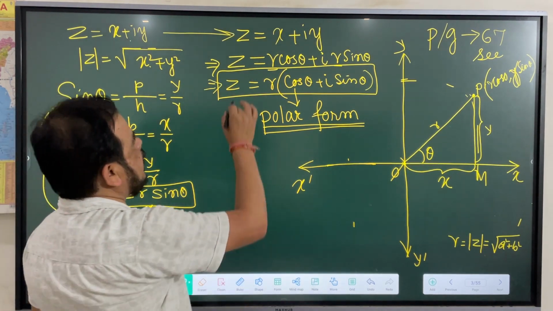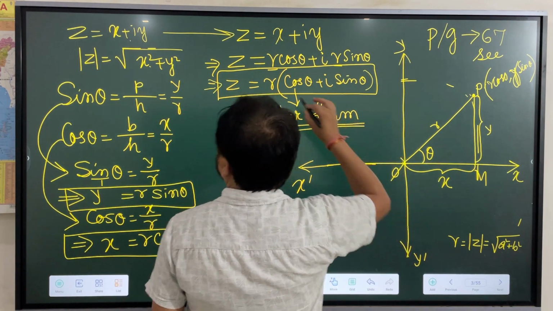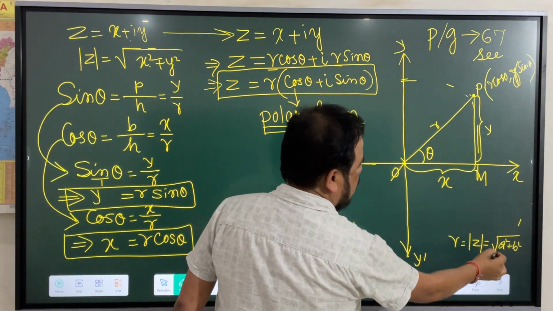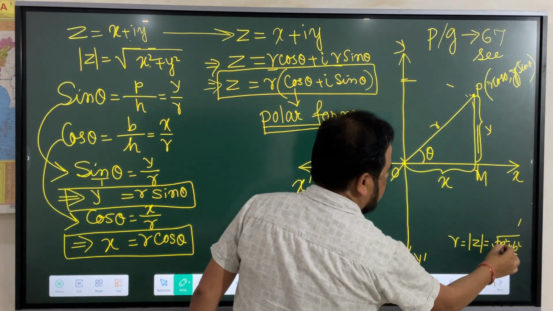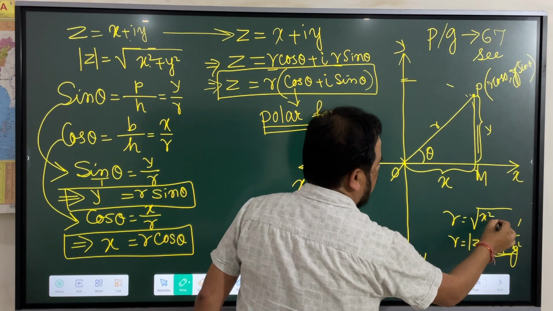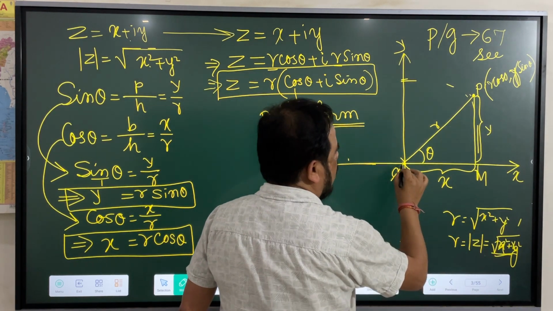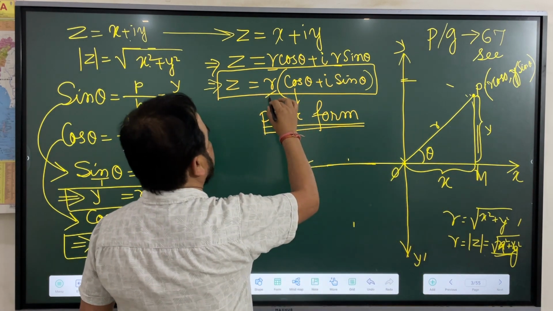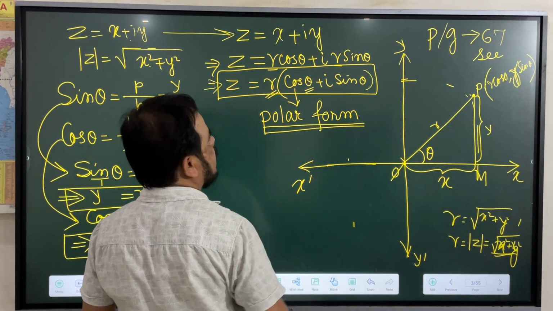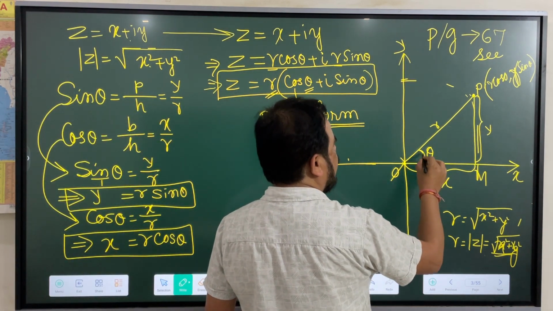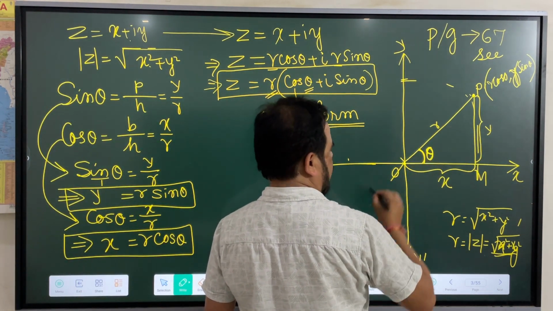Now, here we can find out r. How can we find out r? This one I have already shown. If this is x, this is y, then r is equal to the square root of x square plus y square. If we know the value of x and the value of y, we can find out r. Now we have to know the value of theta also. Theta means this is the angle.